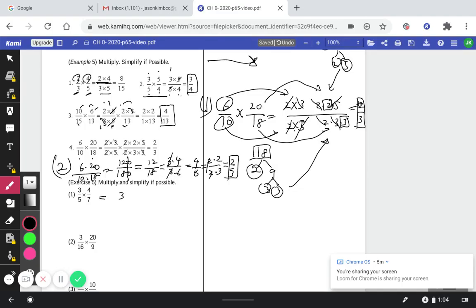3 over 5 times 4 over 7. None of the numbers has a common factor. You just write down across, which is 12 out of 35.